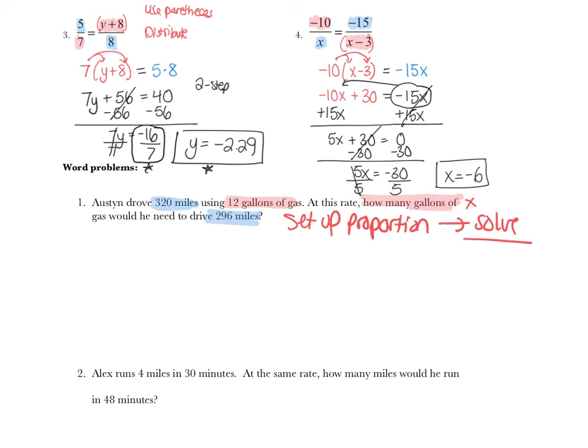So watch how I set it up. We have to make sure that labels are always the same. So if I do miles over gas is equal to miles over gas, I'll be able to set up my proportion. So you have to make sure your labels are the same on both sides. So in the first one, I have 320 miles and 12 gallons of gas. In the second one, I have 296 miles and x gallons of gas because I don't know what it is. There is my proportion.